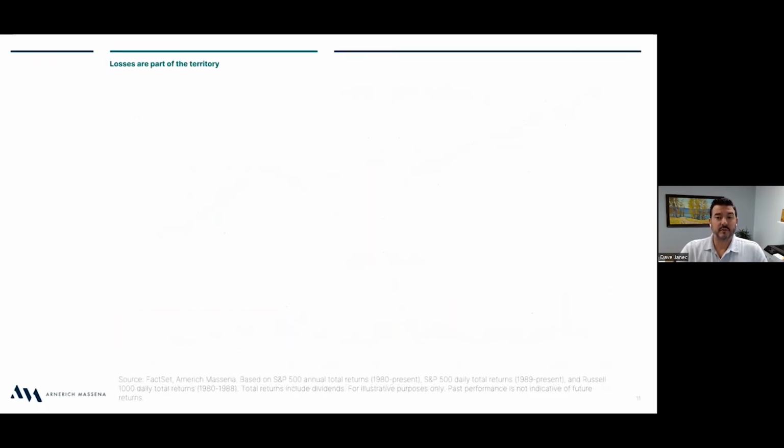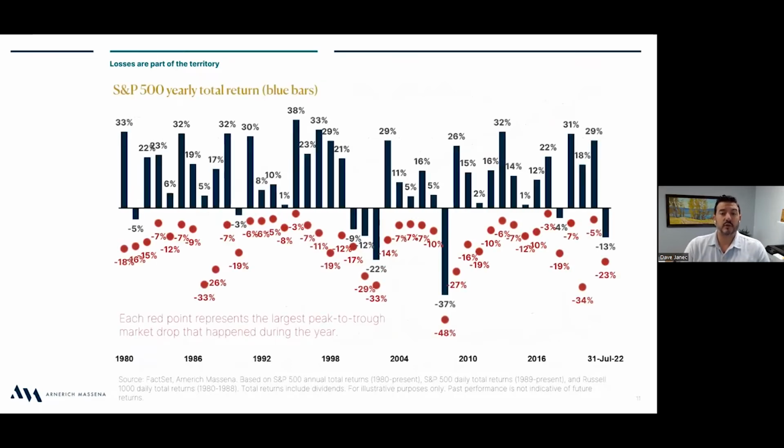But there is always going to be some amount of volatility and stress in the system. Here we take a look at the last 40 years of history, and we can identify that many years with positive returns overcame really large drawdowns. The red points represent the largest peak to trough market drop that happened in the year, while the blue bars indicate the total return for each calendar year.